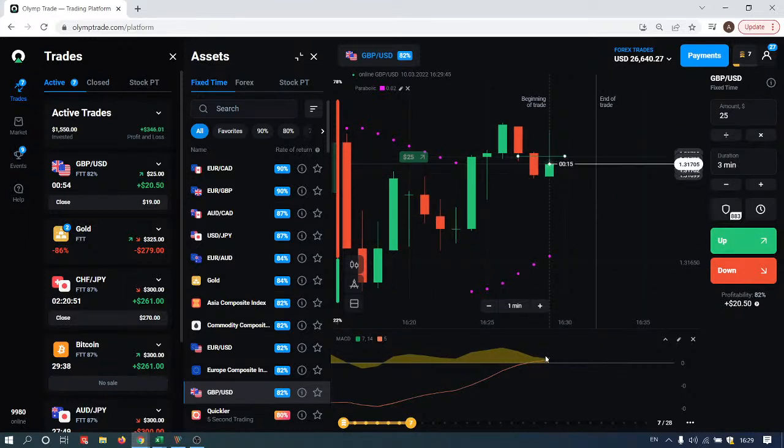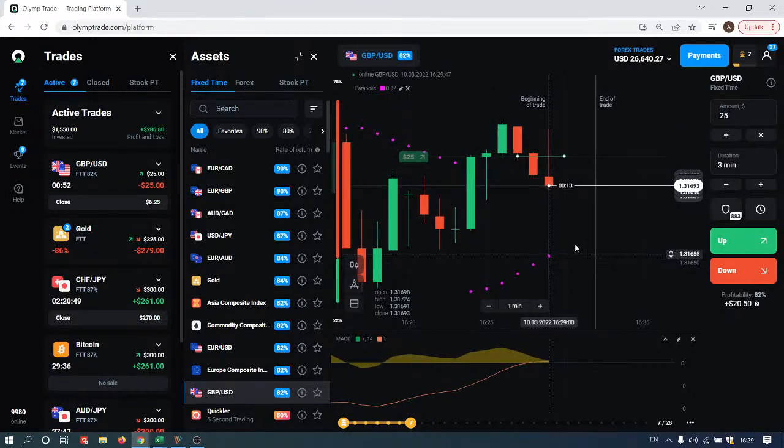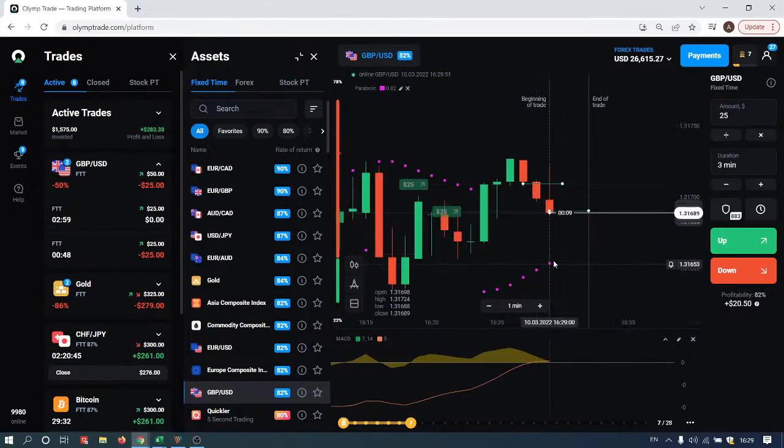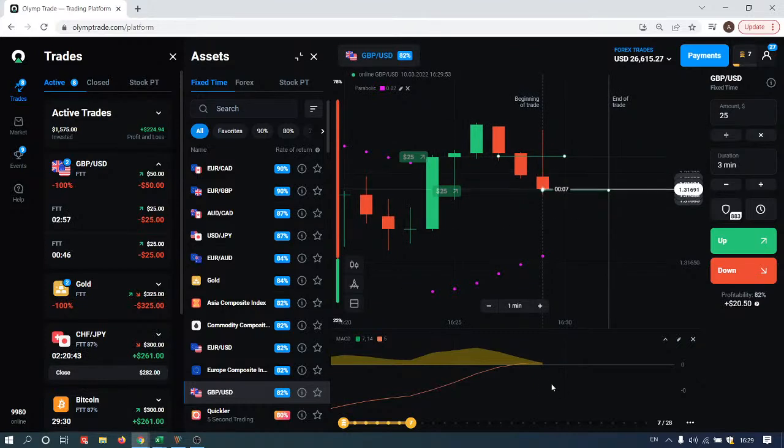Okay, so I think we can go ahead and open one more trade here in the upwards direction, because the signal is still there.